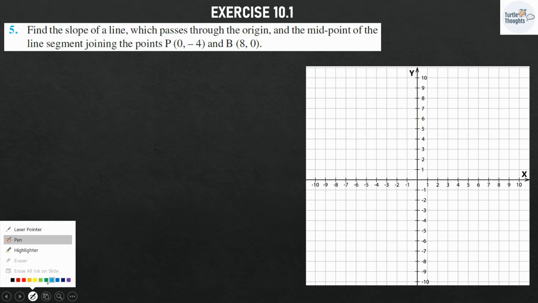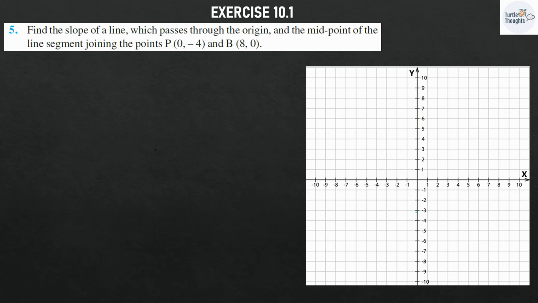Let me first plot the points P and Q. So P is 0 comma minus 4, so P is over here, and Q is 8 comma 0, it is over here. So this is your Q, and this is 0 comma minus 4. Let me join the same.